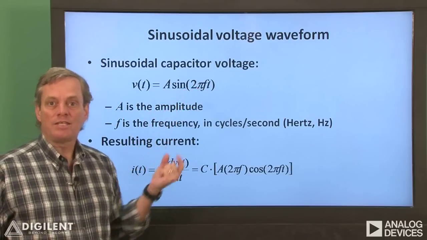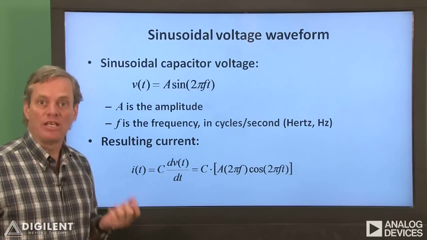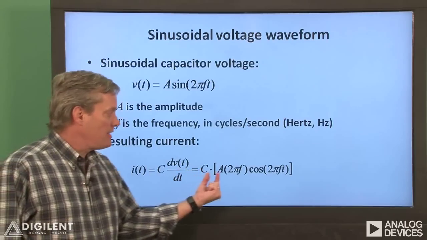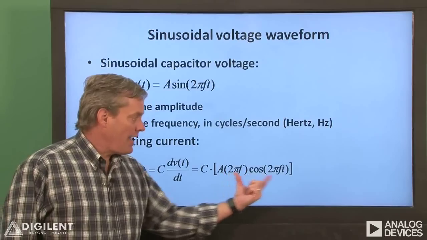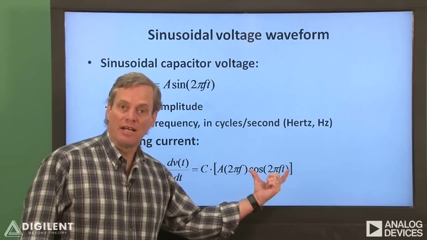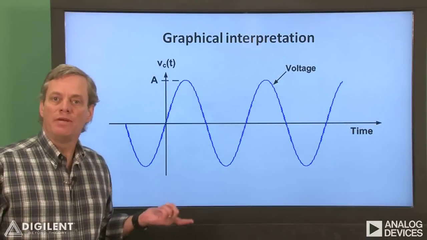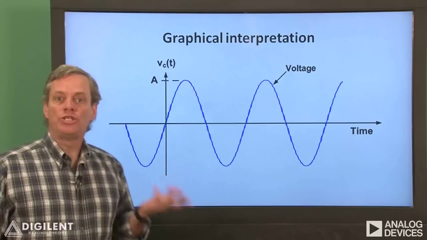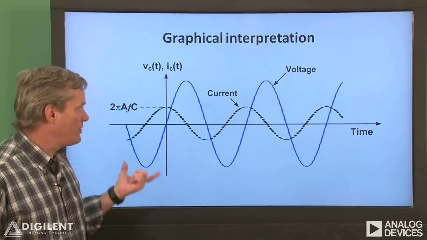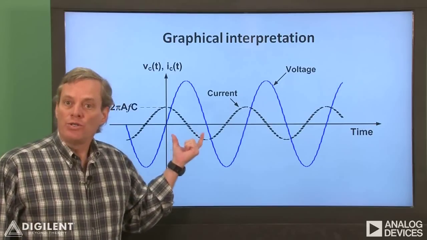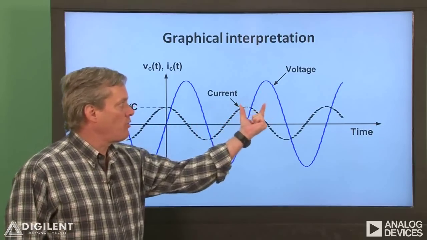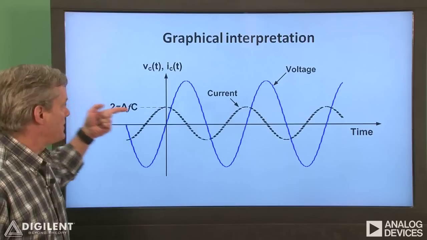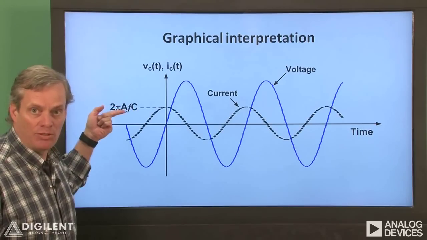If we substitute this into our voltage-current relationship for capacitors and do the math, we find that the current through this capacitor should be C times A, the amplitude, times 2 pi f times cosine of 2 pi f times t. Graphically, this means that if we apply a voltage sine wave with amplitude A to our capacitor, we should get a current that looks like this through the capacitor. The current is a cosine, so the peaks of the current waveform are a quarter of a wavelength ahead of the voltage waveform. The amplitude of the current is C times 2 pi f times the amplitude of the voltage waveform.